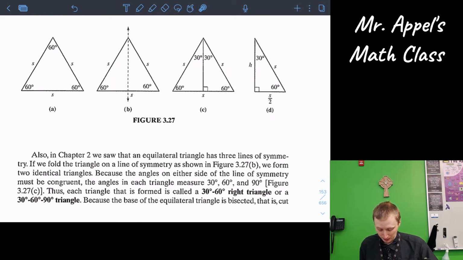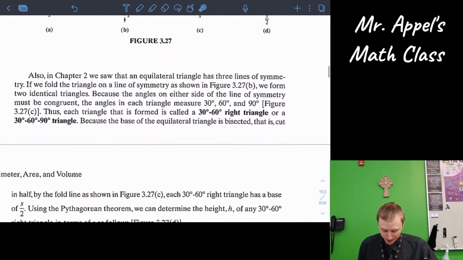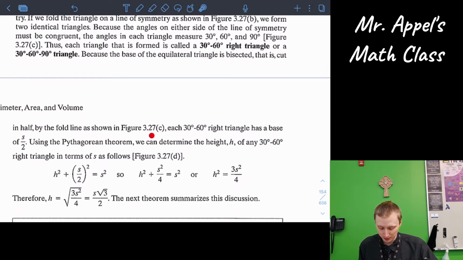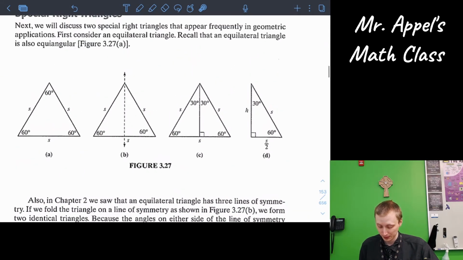Right? Because the base of the equilateral triangle is bisected, that is, cut in half by the fold line as shown in Figure C, each 30, 60 right triangle has a base of S over 2, right? So this was side length S. We cut it in half here, so this is S, and this is half of S.